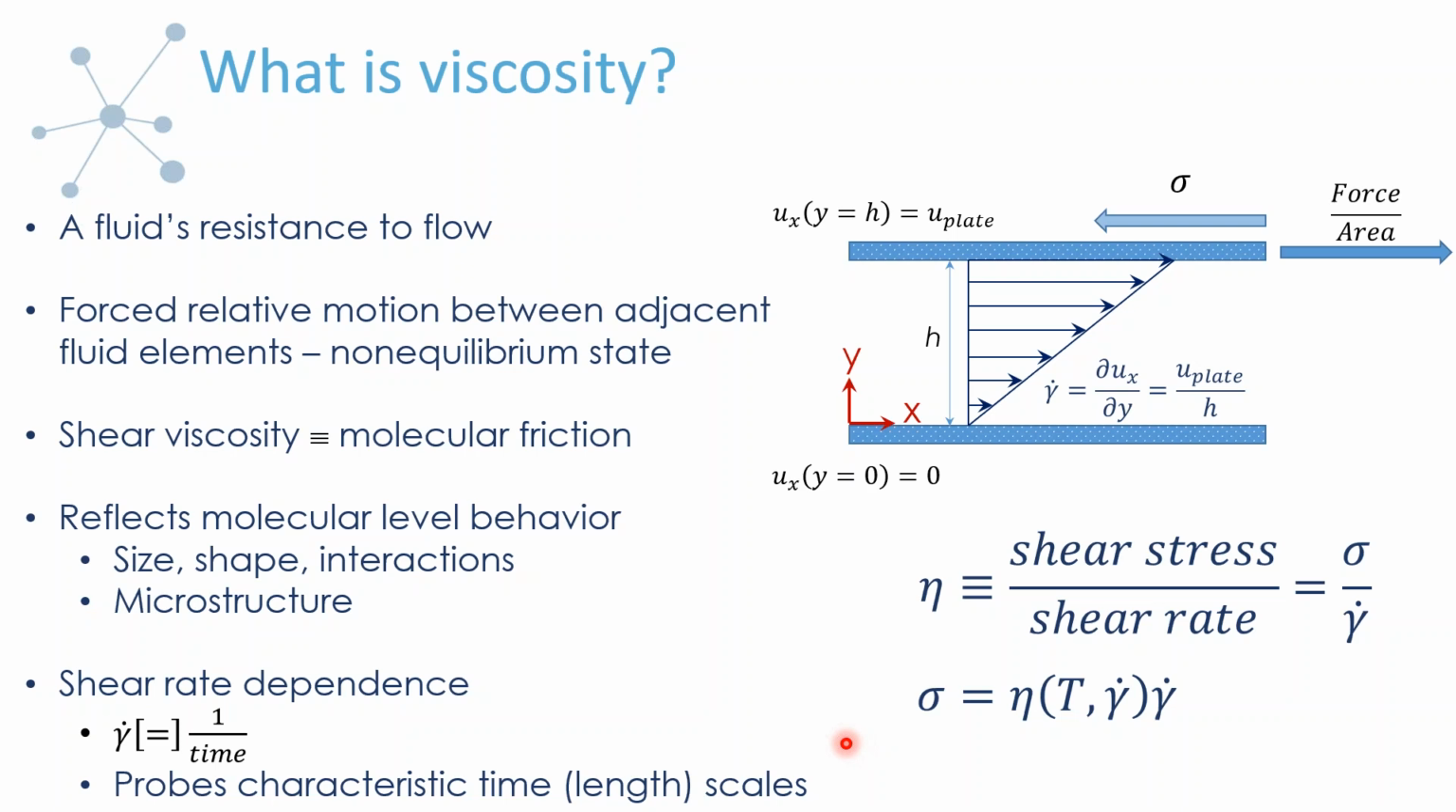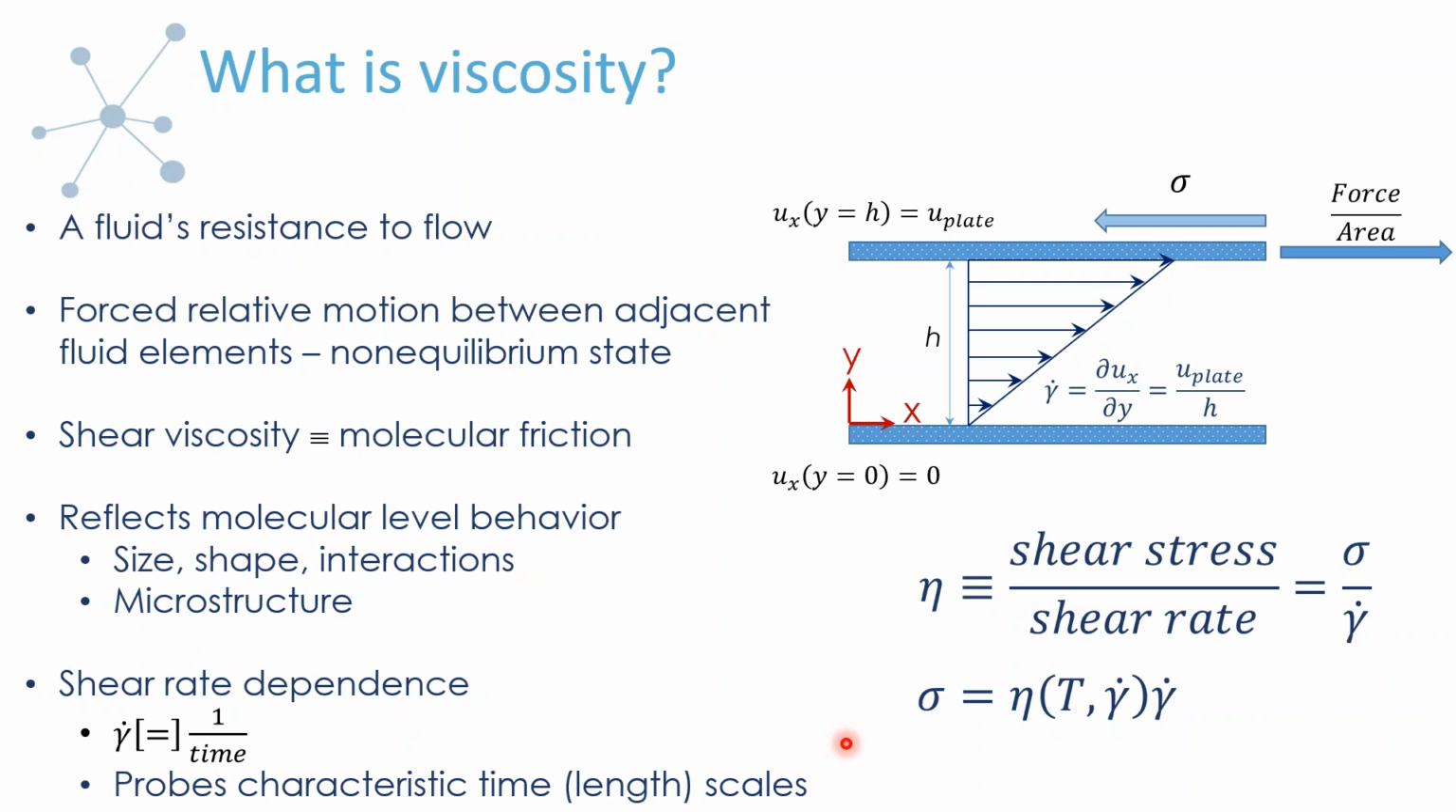It's a fluid's resistance to flow. It's caused by the fluid layers shearing against each other, and it's equivalent to the molecular friction. So it'll reflect the molecular level behavior of the fluid itself, the size and shape of anything suspended in the fluid and their interactions, and any microstructure in the fluid. And with regard to non-Newtonian fluids in particular, their viscosity is shear rate dependent.